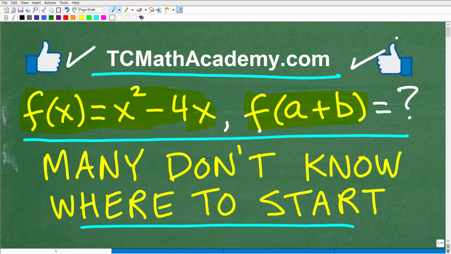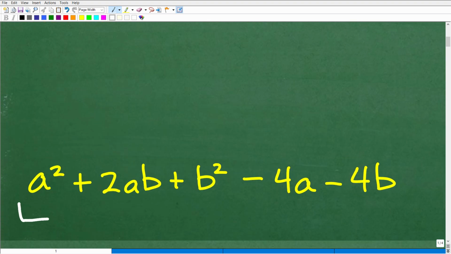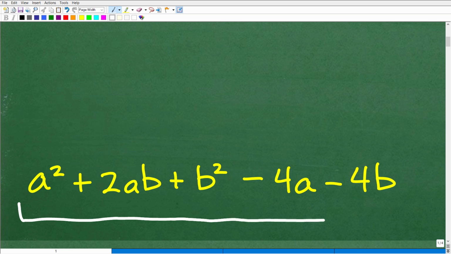Okay, so let's go and take a look at the answer. Again, we have this function f of x is equal to x squared minus 4x. We want to evaluate this function for a plus b. What is the answer? Well, if you did this correctly, you would have come up with this: a squared plus 2ab plus b squared minus 4a minus 4b.